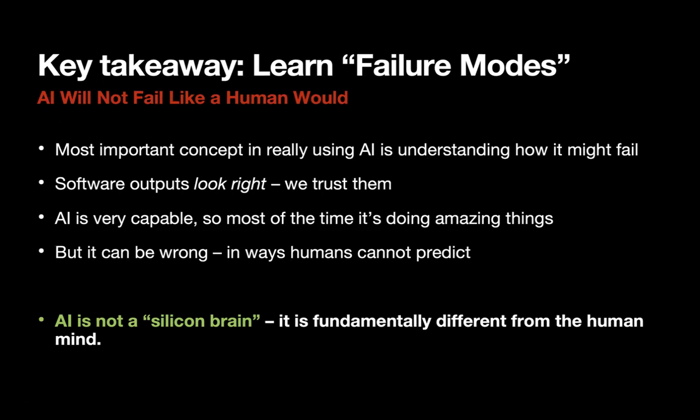executions and different products. The outputs look right. We trust them. It's really capable. And most of the time it's doing pretty great stuff, but that hides the moment when it fails you. So how are you systematically understanding failure modes and systematically protecting against them?